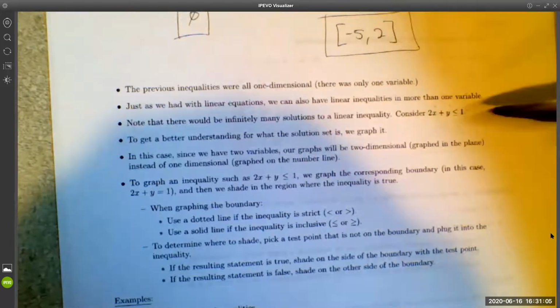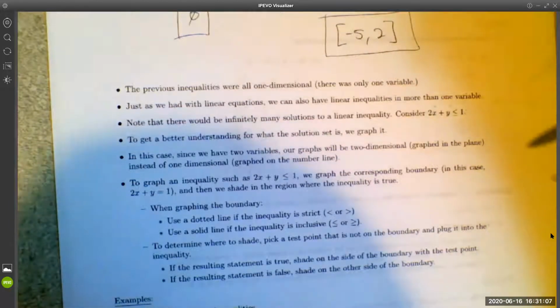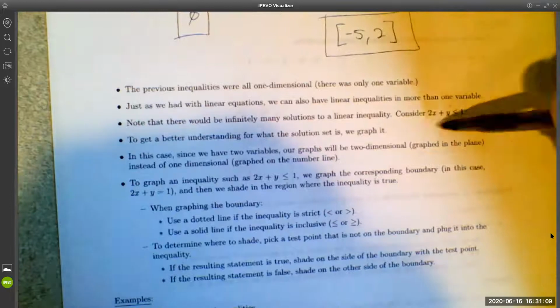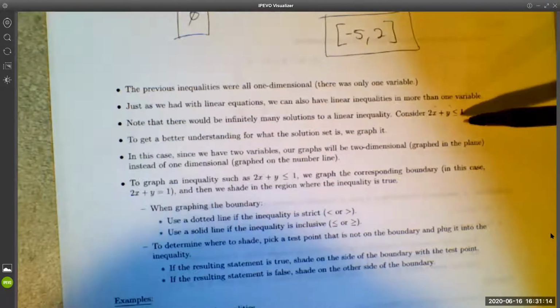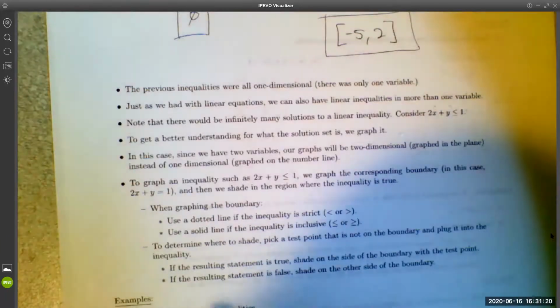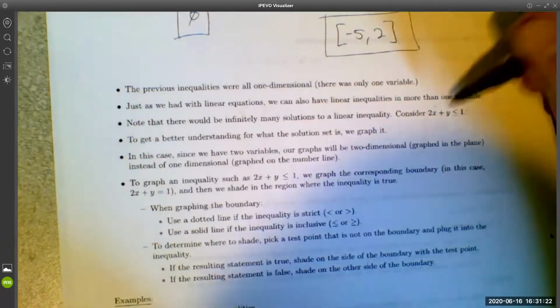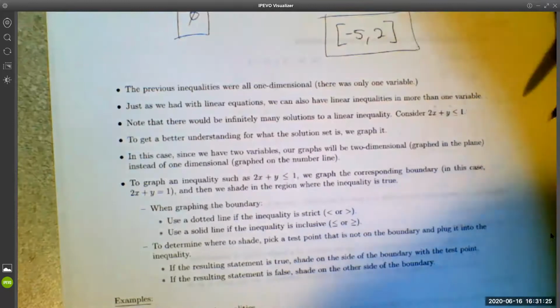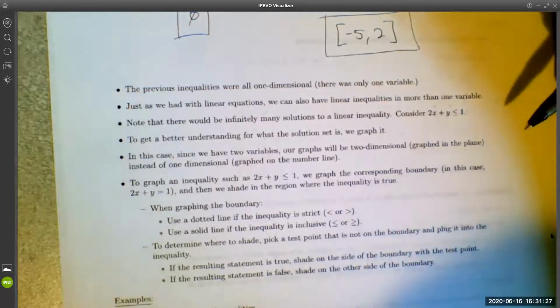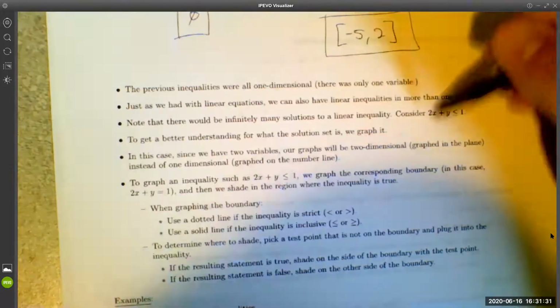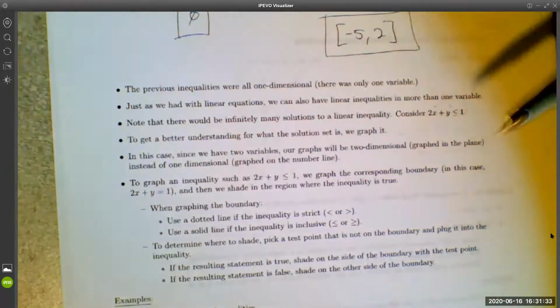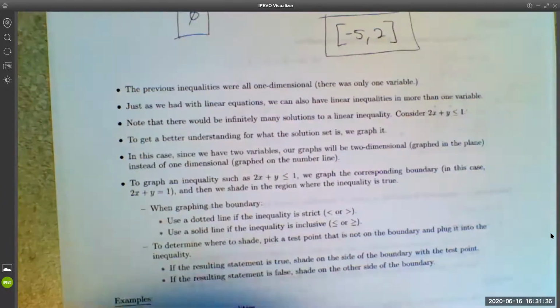What we want to do is describe the solution set. But describing the solution set algebraically is not very illuminating. To describe it algebraically, you would just write, well, it's the set of all ordered pairs x, y, such that 2x plus y is less than or equal to 1, right? Like it's not very illuminating. So when we describe the solution sets to these, we like to do it graphically. So we're going to practice graphing solution sets to inequalities.